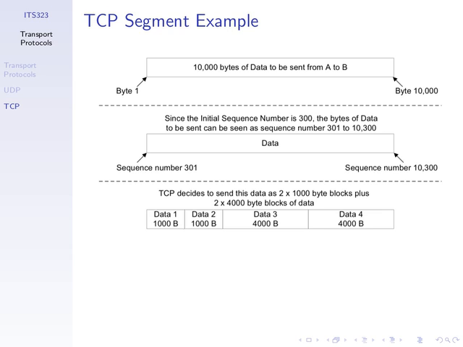So if the initial sequence number is 300, the first sequence number that's going to be sent with data is going to be 301. So we can think the first byte has sequence number 301, the second byte 302, and the last byte of these 10,000 would be 10,300. If you number all of the bytes, we can think each has a sequence number.